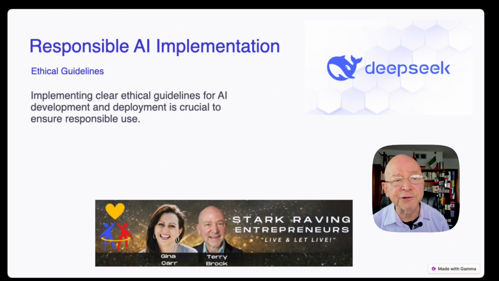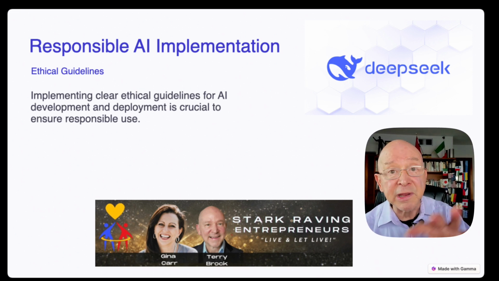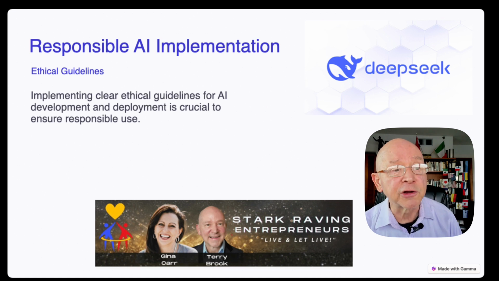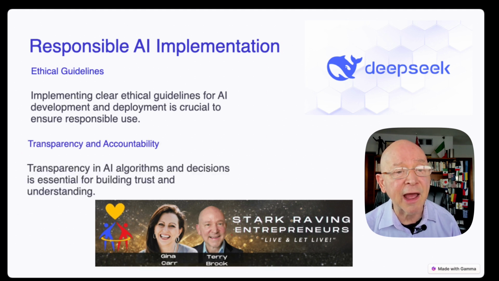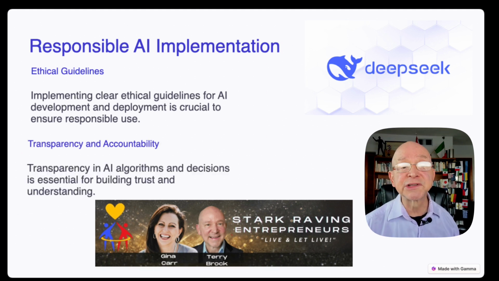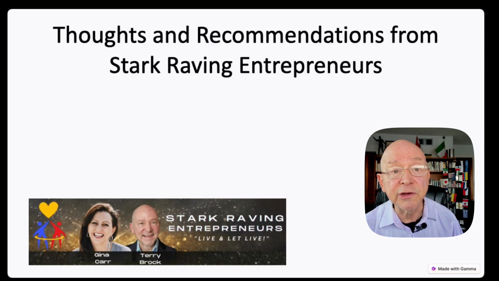Have principles for yourself. If you're a small company, a one-person operator, then it's going to be different, but you need some. If you're a larger corporation, then obviously you're going to need to follow the guidelines that are set up by those in power there and those who are leading you. Transparency and accountability. Well, you want transparency in AI algorithms and decisions because that's essential for building trust and understanding. If you want trust and understanding, something that's critical in business, you need to do that.